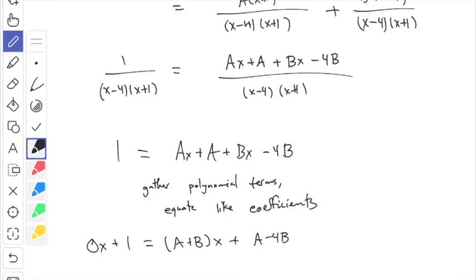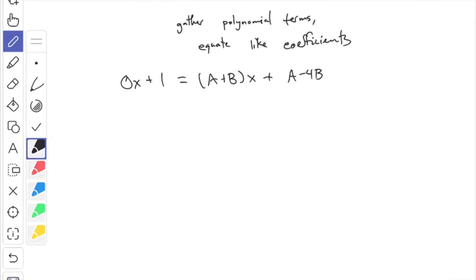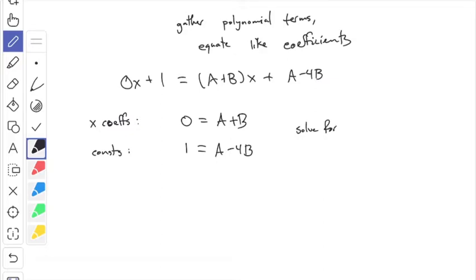All right, and now what I have is two sides, each a polynomial, and we can equate the like coefficients. So the x coefficients must be equal on both sides. That means 0 equals a plus b. And then the constants must be equal on both sides. That means 1 equals a minus 4b. And this, my friends, we can solve for a and b. This is a system of two equations and two variables.